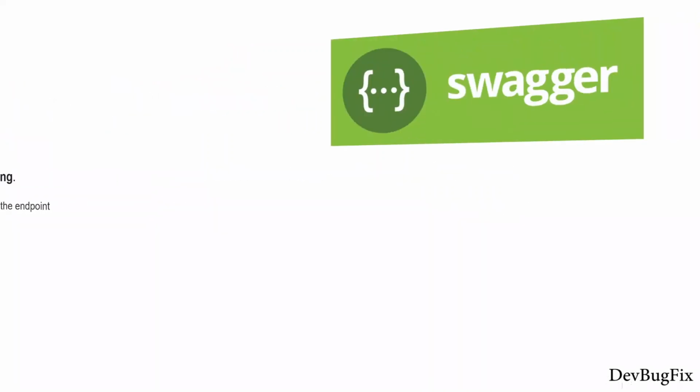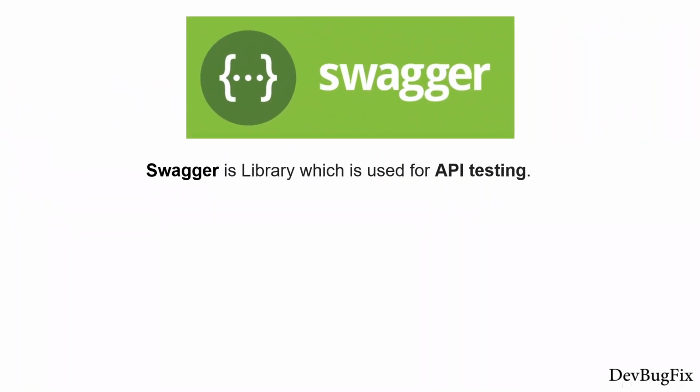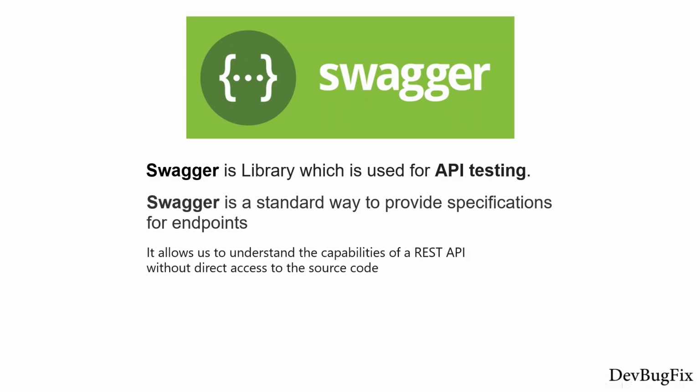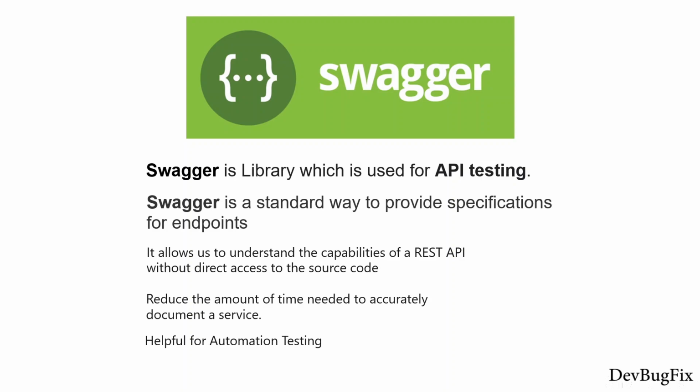This is where Swagger comes in. Swagger is a library which is used for API testing. Swagger is a standard way to provide specifications for endpoints. It allows us to understand the capabilities of REST API without direct access to the source code. Swagger reduces the amount of time needed to accurately document a service, and it's helpful for automation testing.